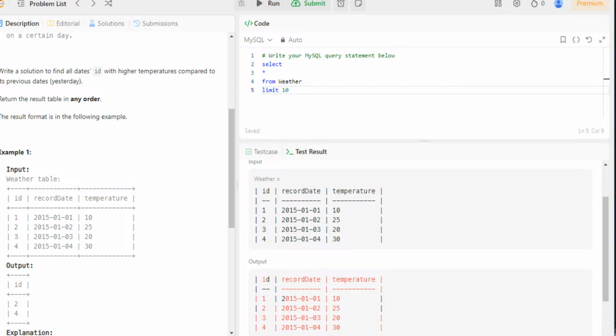Let me make sure I have chat open. Hi, hello, Dora. How are you? Glad to have you here. I don't think I've seen you before.